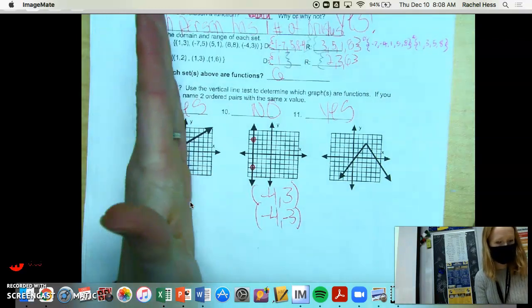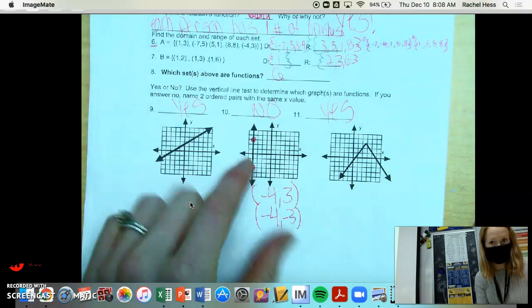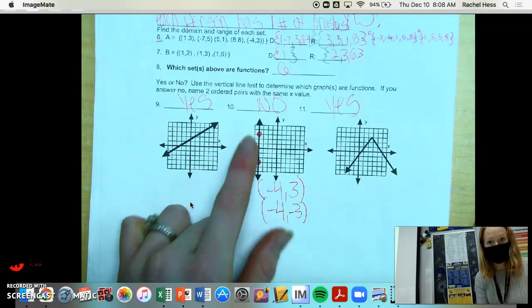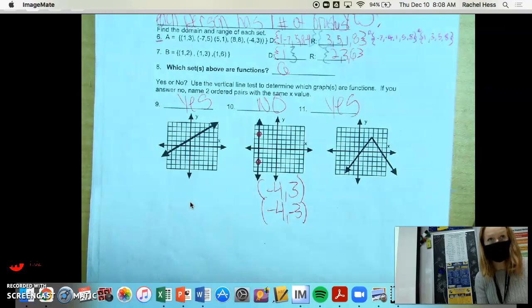Remember, the vertical line test says if I cross more than once, it is not a function. The reason for that is if you were to write 2 coordinates down, your x values would repeat, right? I have a -4 twice, right?